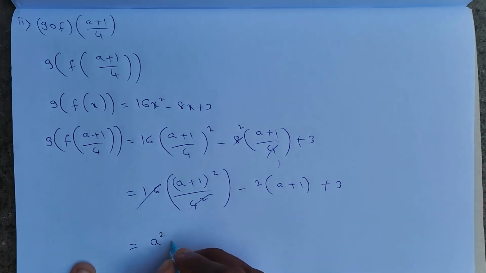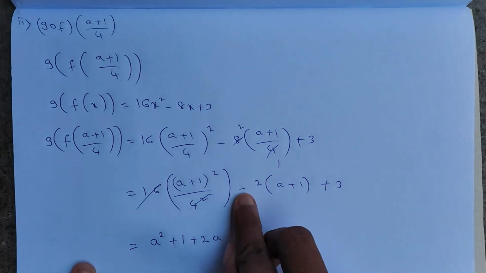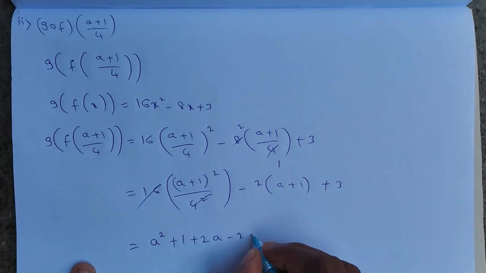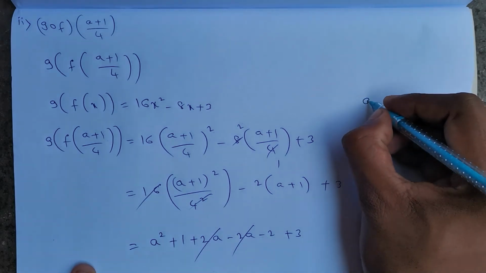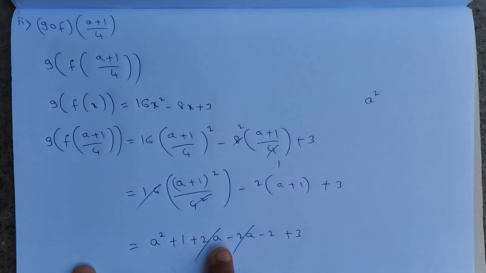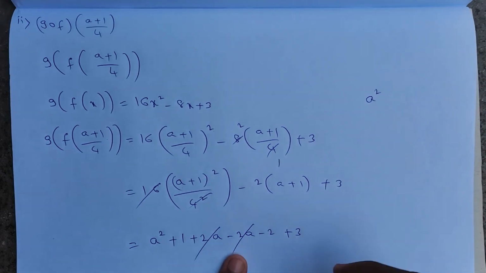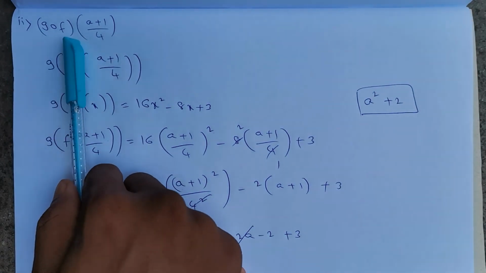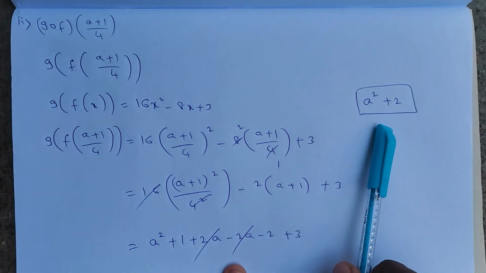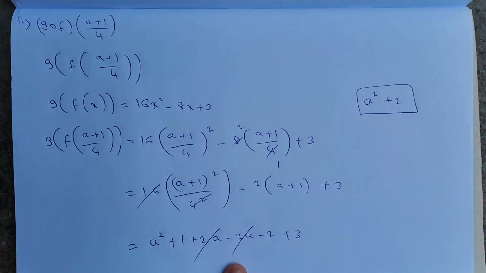A plus 1 whole square is nothing but a square plus 1 plus 2a. Here minus 2 into a, minus 2a, minus 2 into 1, minus 2, plus 3. Here plus 2a minus 2a cancel. So we remain with a square, 1 minus 2 minus 1 minus 1 plus 3 plus 2. So the value of g of f of a plus 1 by 4 is a square plus 2.